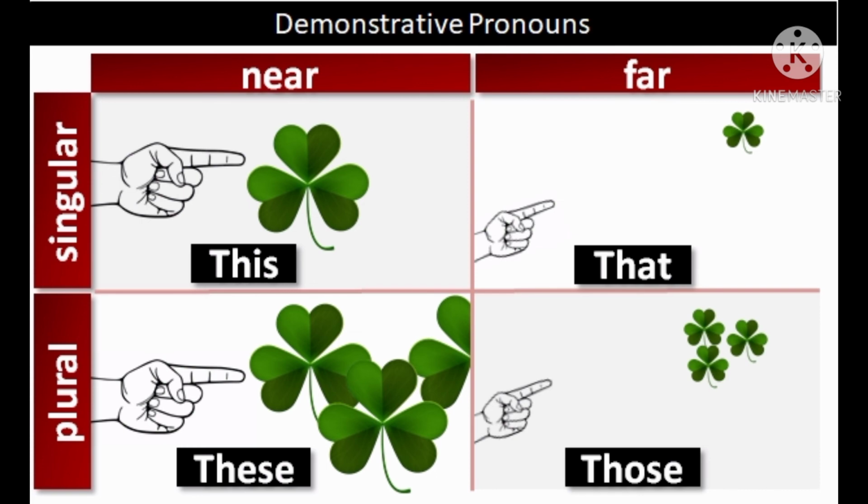Am I clear, students? Similarly, when the plural nouns are near us and we need to point it out, we should use these, THESE, and the plural nouns which are far away, not within our reach, and to point it out we need to use those, THOSE.